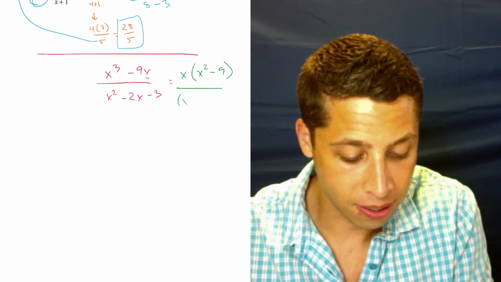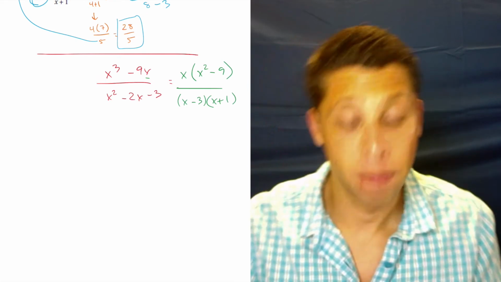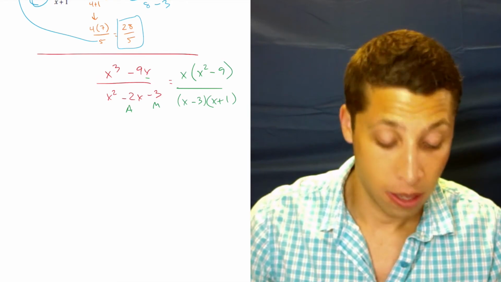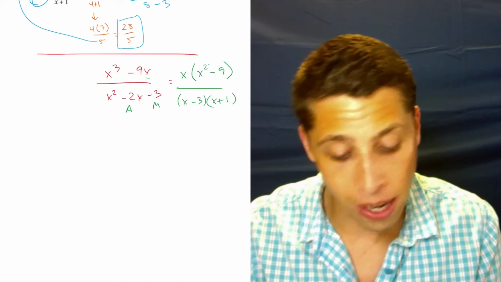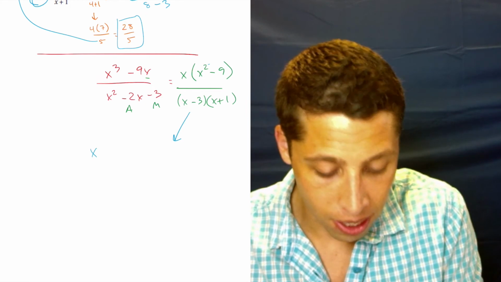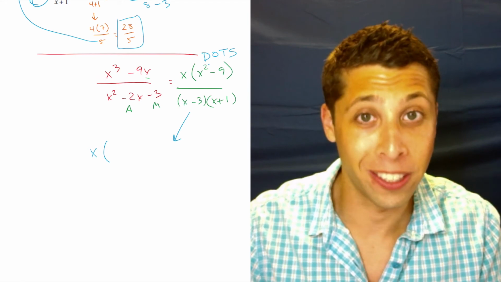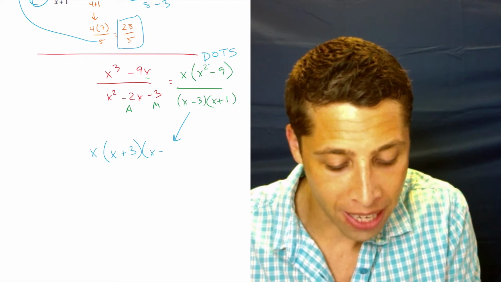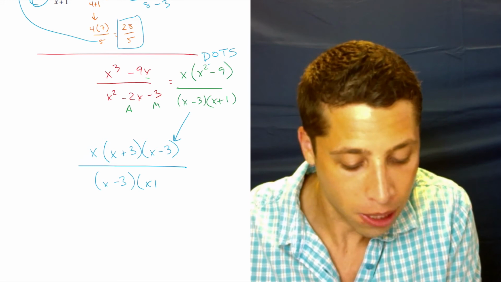So that's going to be x minus 3 times x plus 1. All right, I need a number that multiplies to negative 3 and adds to negative 2. And so there you go. Now we're not done factoring though, because x squared minus 9 can be factored even further. So now we'd have x times, this is difference of two squares, which is often called DOTS factoring. So that's going to be x plus 3, x minus 3 over x minus 3, x plus 1.